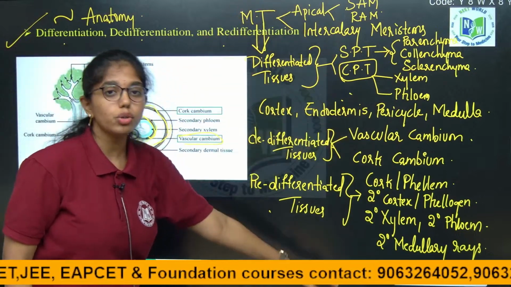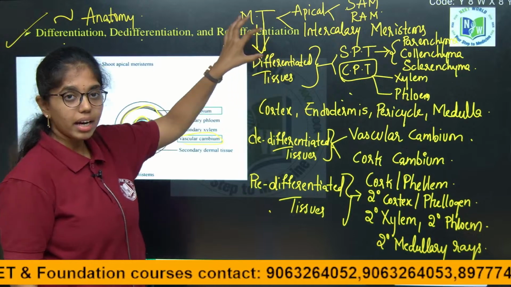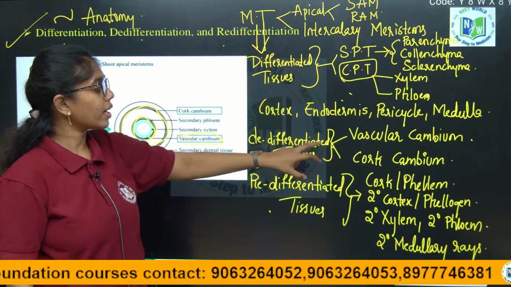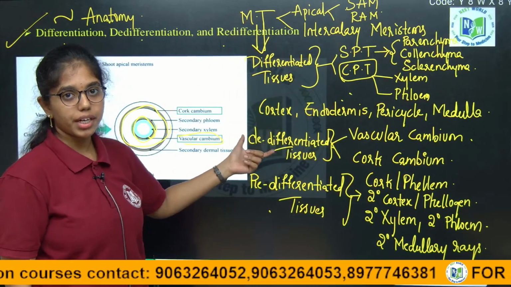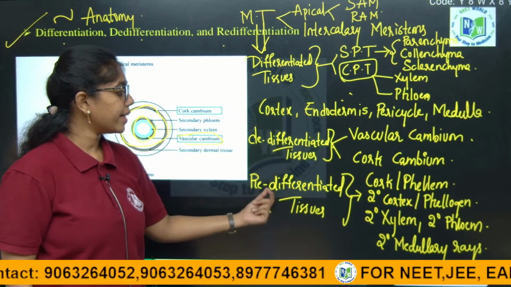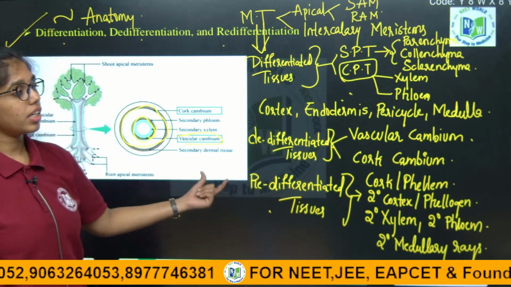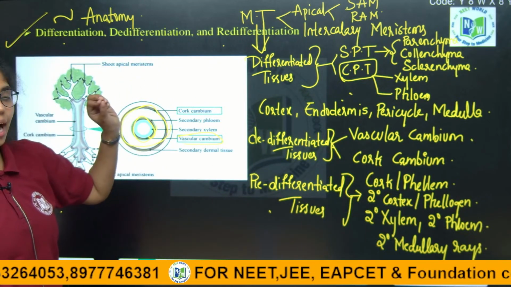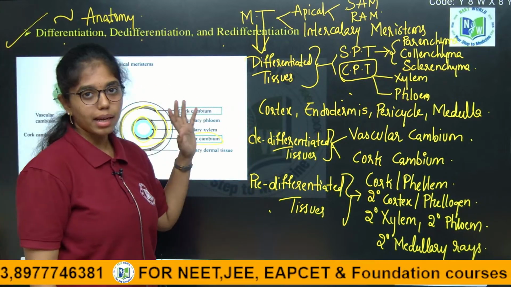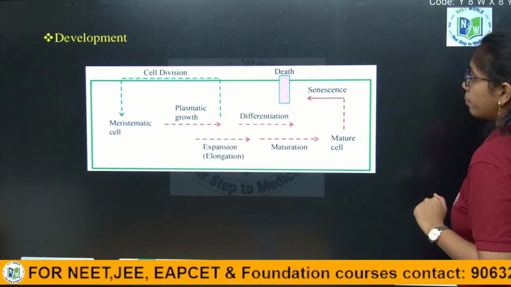You have to remember for sure what regions come under differentiated tissues, what comes under dedifferentiated tissues, as secondary meristems are dedifferentiated tissues, and what regions come under redifferentiated tissues. You have to fix this in your mind. Many times they have asked questions on this in the exam, so this is very important.